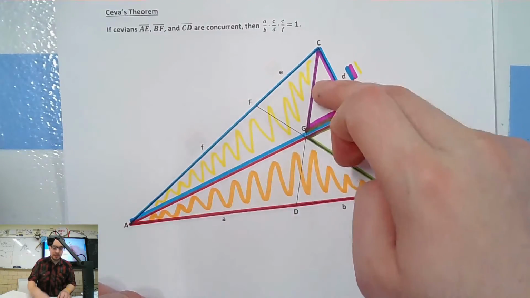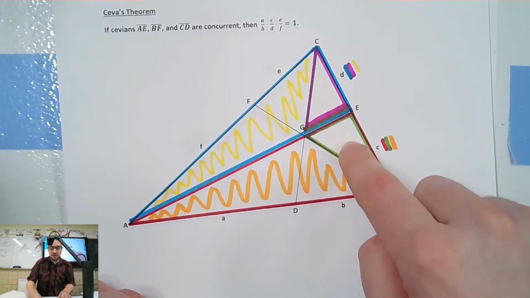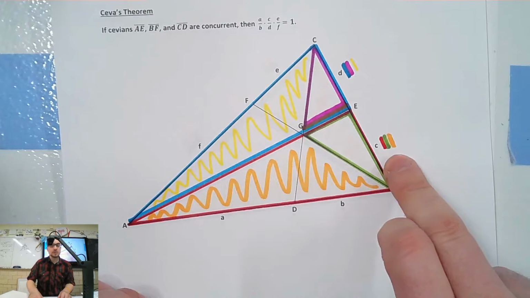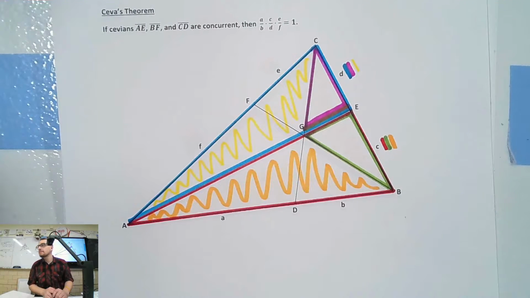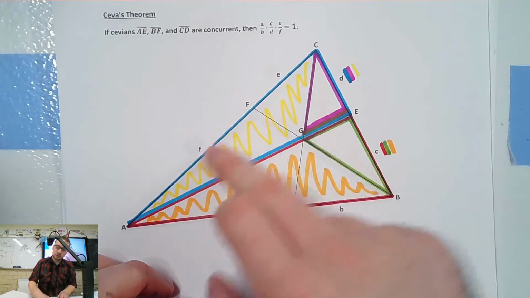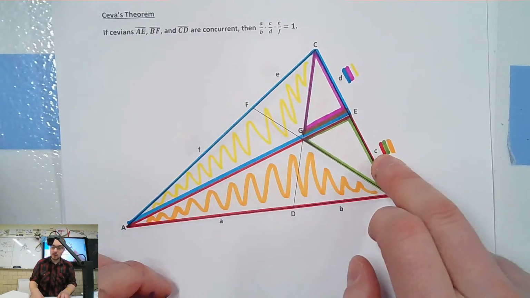Blue minus pink gets me yellow, so yellow should go with D. Red minus green gets me orange, so orange should go with C. Okay? What do you mean, yellow should go with D and orange should go with C? So this yellow triangle right here is going to be proportional to its base, and this orange triangle will be proportional to its. And here's why.